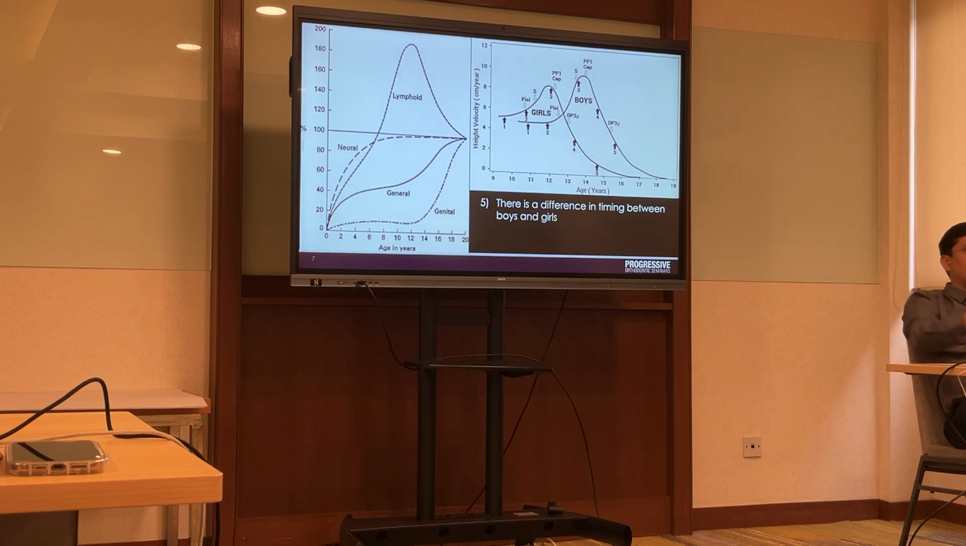The girls will reach the growth spurt earlier than the boys. If you can time it in a way that you are approaching a class 2 case before the velocity of growth spurt, that's when you can get the maximum growth correction. How do you identify when you have to approach the case?